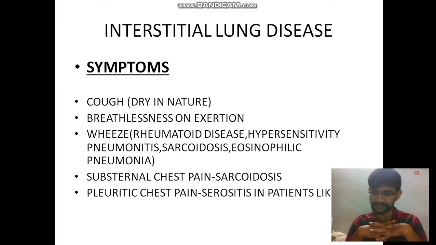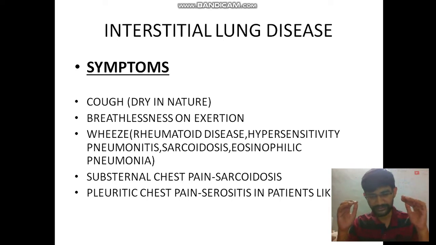Then if the patient has substernal chest pain, we suspect sarcoidosis. Then pleuritic chest pain, mainly in diseases like CTD, rheumatoid arthritis and SLE, where they have pleuritis and then lead to effusion. If the patient has pleuritic chest pain, we suspect those disorders. So: cough, breathlessness worsening on exertion, wheeze, substernal chest pain, and pleuritic chest pain. And if the patient has hemoptysis, we suspect diffuse alveolar hemorrhage, mainly seen in SLE.